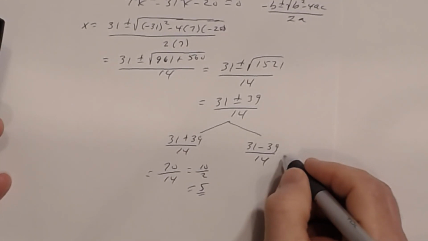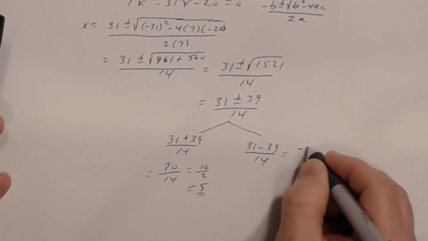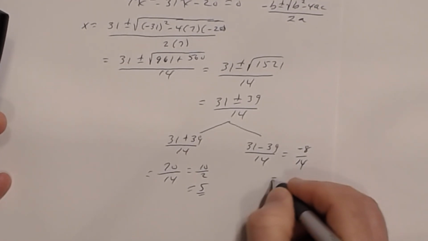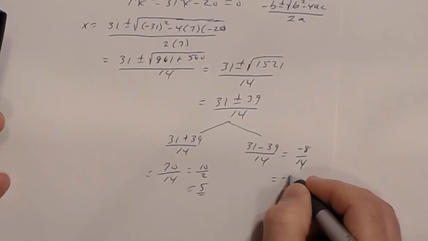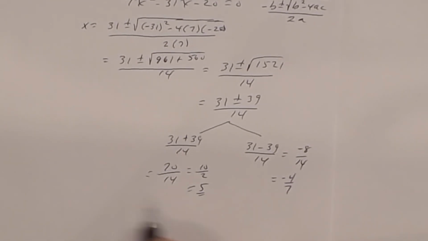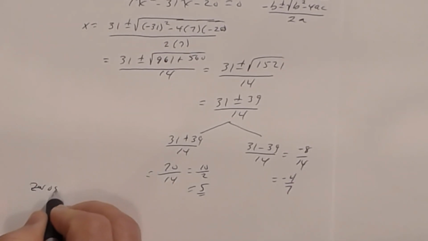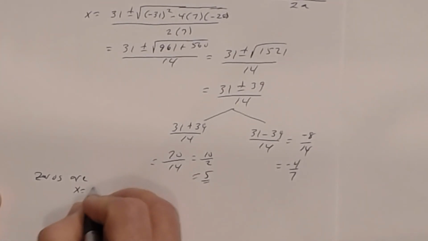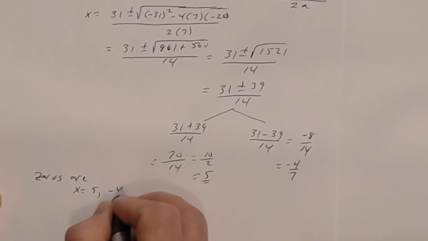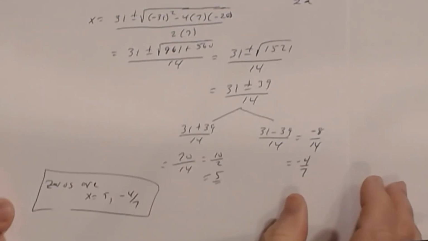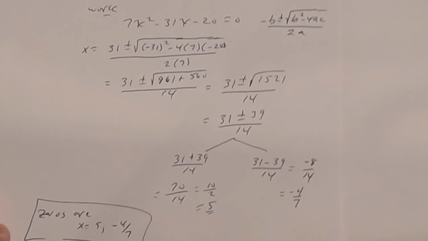All right? So one of my zeros is 5. Over here, 31 minus 39 is a negative 8 divided by 14. And so when I reduce that, that's going to be a negative, what's that, 4/7? So those are your zeros. So the zeros are x equal 5 and negative 4/7. All right, so those are your zeros. All right, so that was number 2.